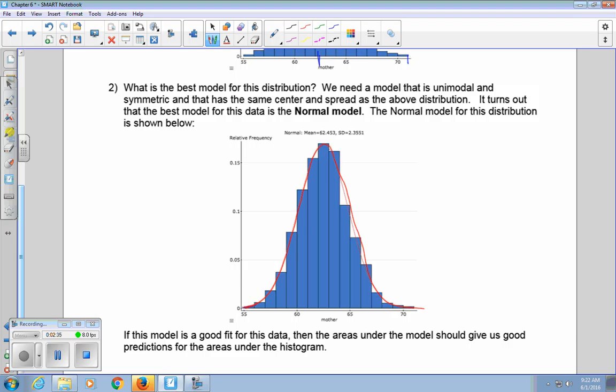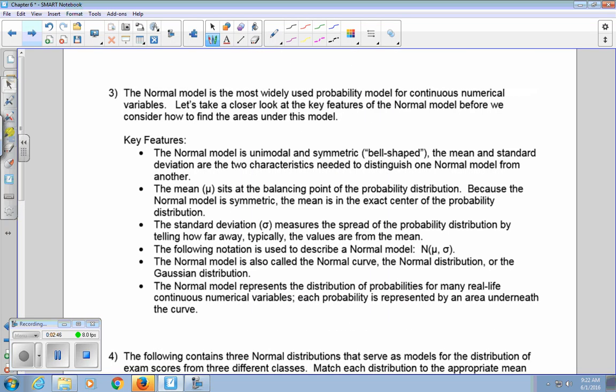It's really useful for us to talk about the probability of observing things given a mathematical model. So let's look at some of the features of a normal model. It's the most widely used probability model for continuous variables, so it's extremely important. We're going to be using it for much of the rest of the course. Let's take a closer look at the features of the normal model before we consider how to use it.